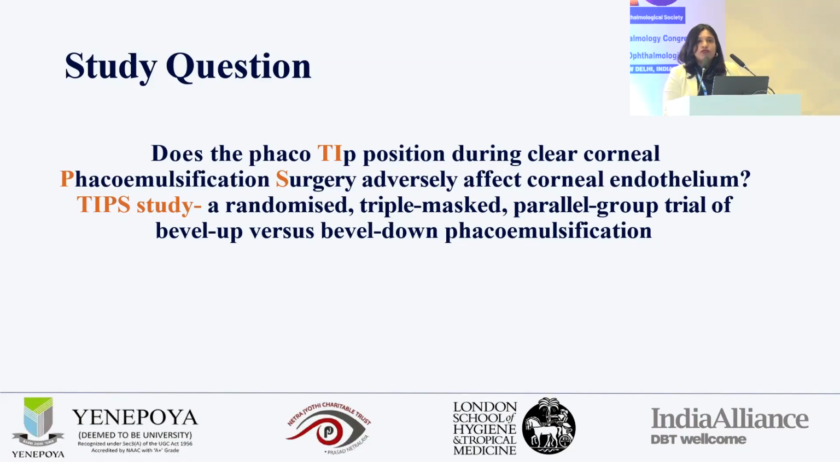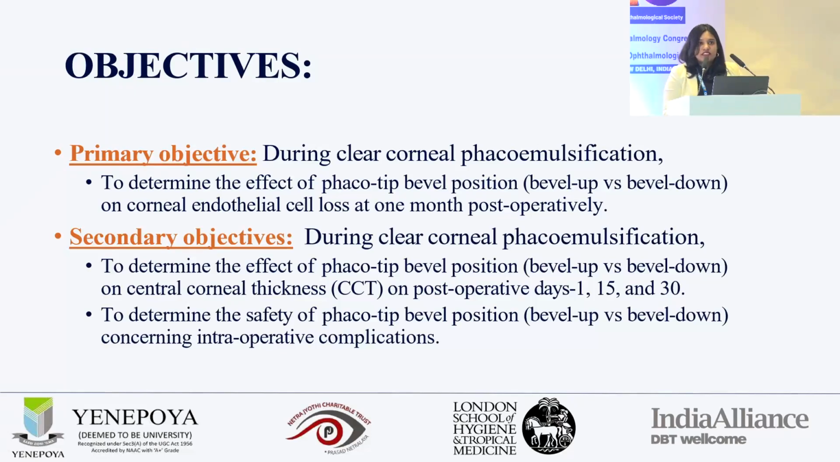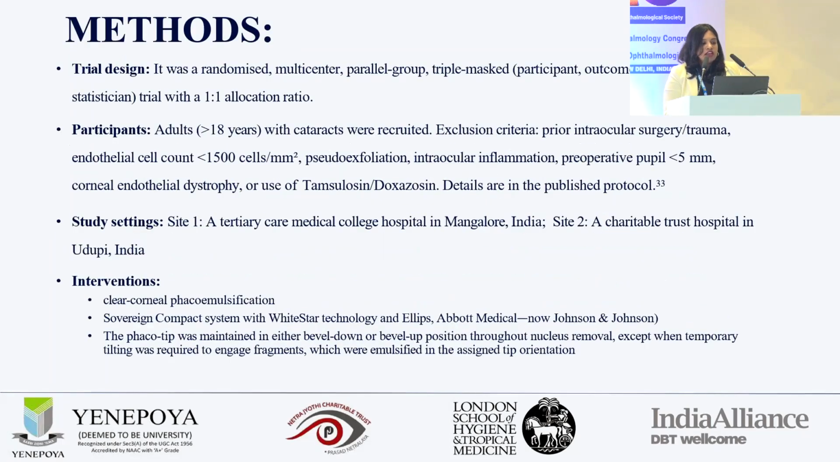So this is what we wanted to study: the effect of phacotip position, with the 2 techniques of bevel up and bevel down phacoemulsification, on corneal endothelial cell loss. That was our primary objective. The secondary objective was any differences in the central corneal thickness at day 1, 15 and 30, and also safety regarding intraoperative complications. We included patients more than 18 years of age, and we excluded a few patients with regard to smaller pupil size and lower endothelial cell counts.